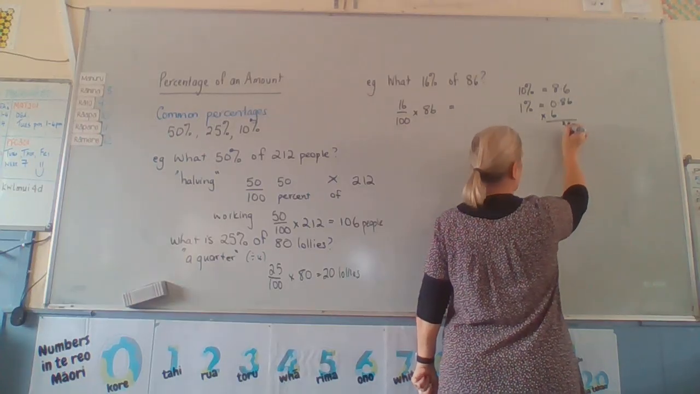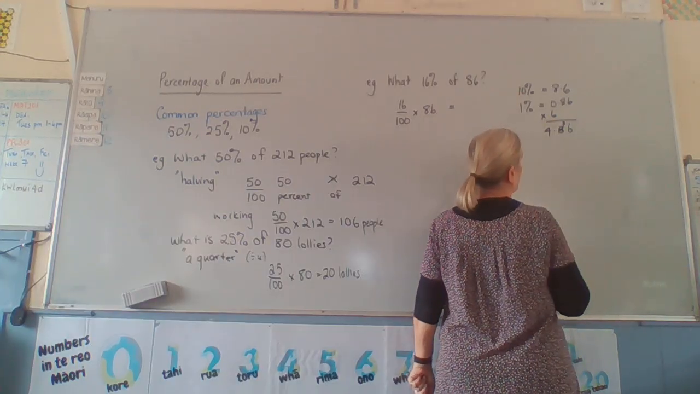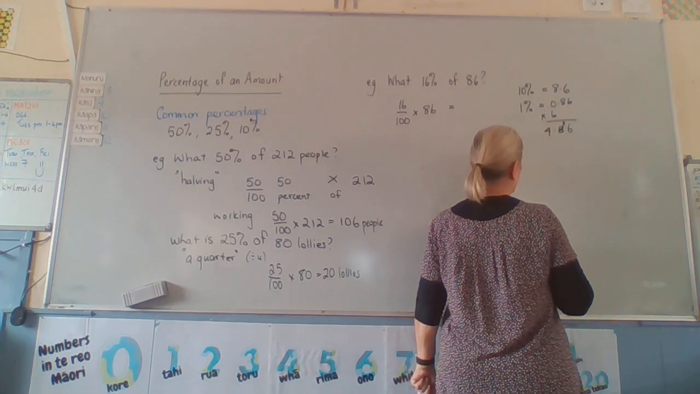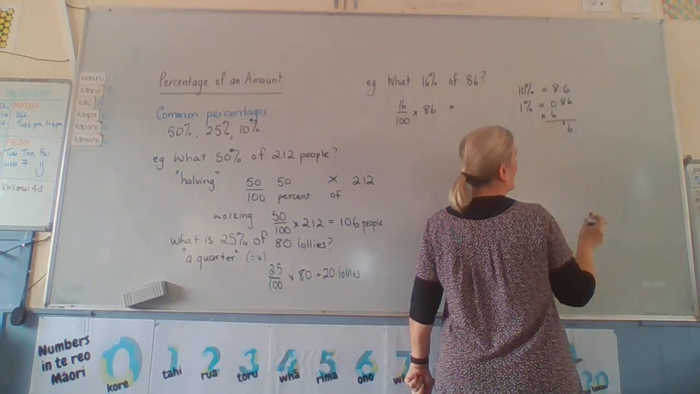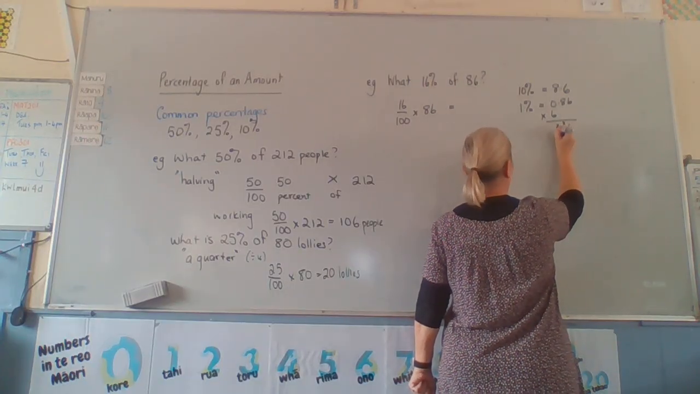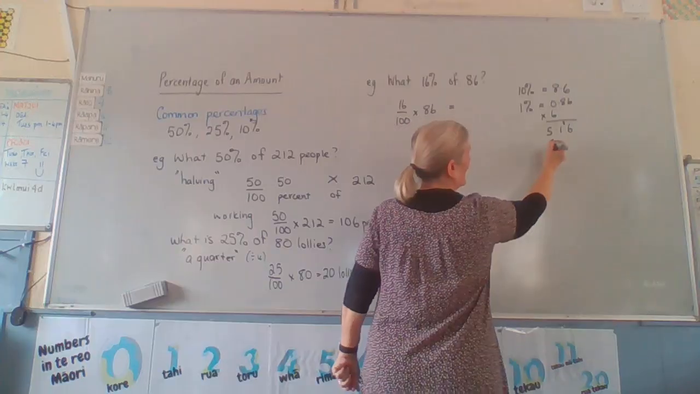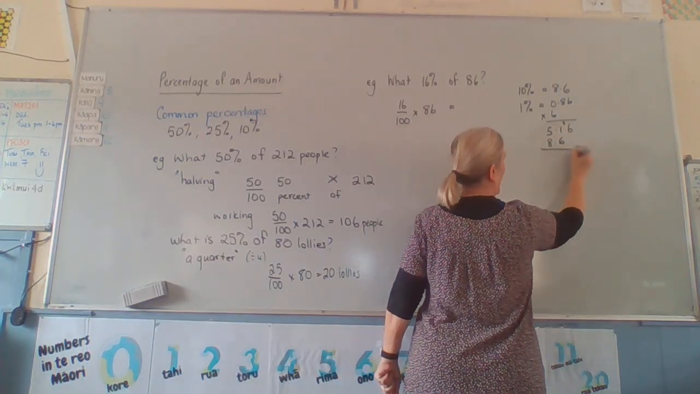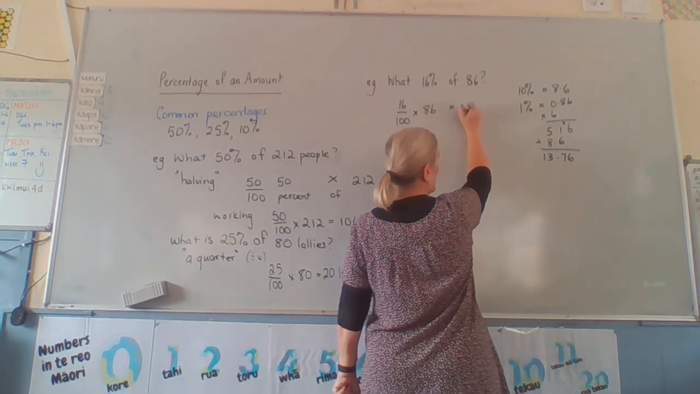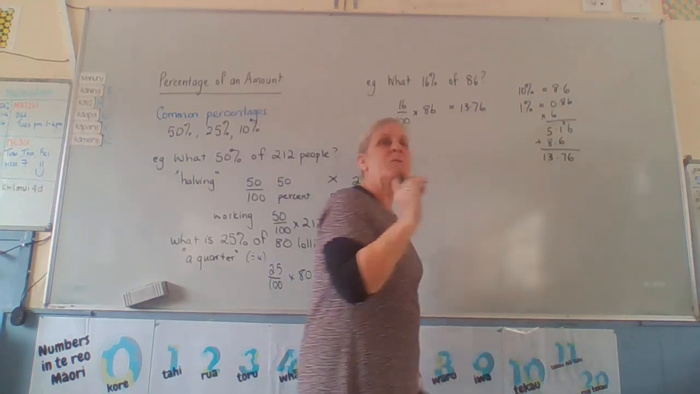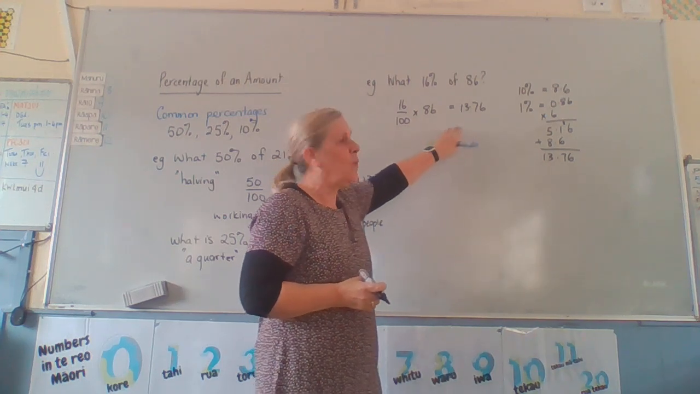So times by 6. 6 sixes are 36, 6 eights are 48, plus 3 is 51. Right. So that's the 6 for the 16, and then add the 8.6. Add the 8.6 on and we get 13.76.